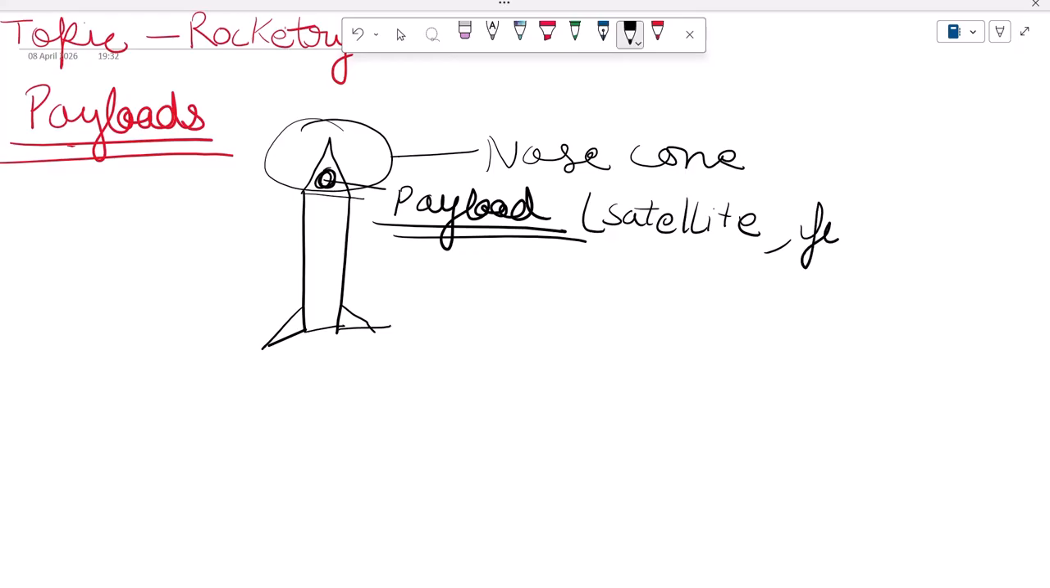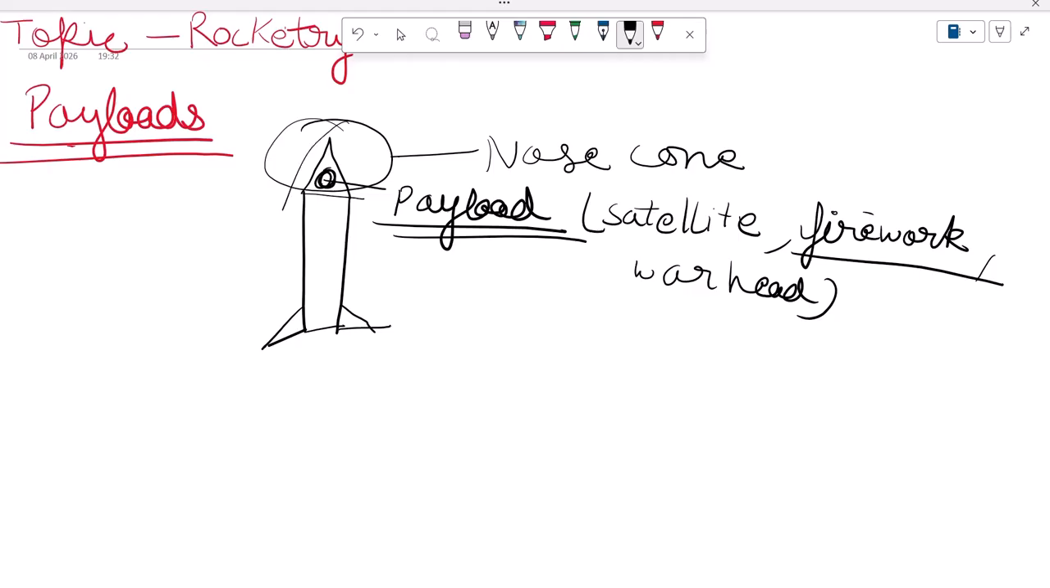firework, the fireworks in our traditional rockets which we use on festivals or any celebration day. Fireworks are in that rocket. Warhead. So missiles are also a type of rocket in which warheads are kept.